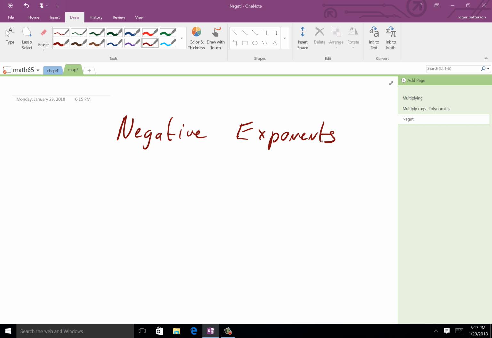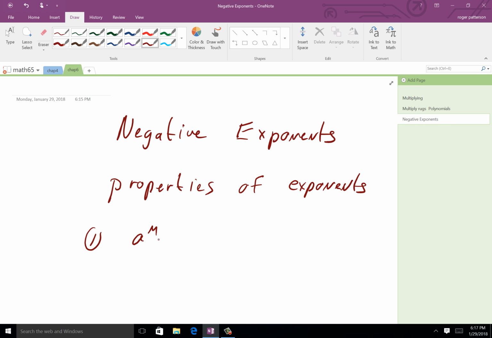So we've been building on these properties of exponents. I think that's what I was calling them, the properties or the laws of exponents. We've been building on those. All right, so I'm just going to repeat them, but you sure don't have to write them down again because you've already got them.